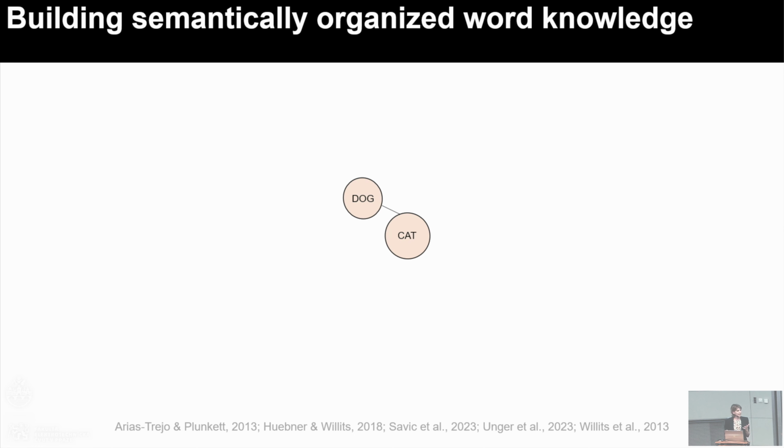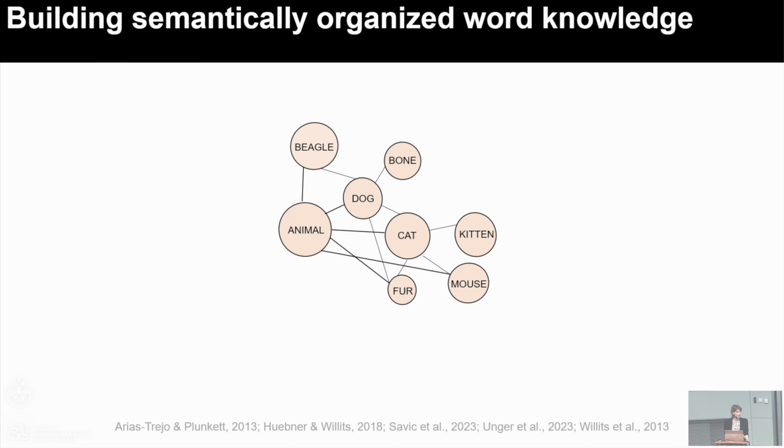And we know that by about 18 to 24 months, children are sensitive to different types of semantic relations, such as taxonomic and thematic associations. But a key question is how the semantic knowledge is acquired. And one solution that has been proposed is that children can rely on the statistical regularities in parents' speech.